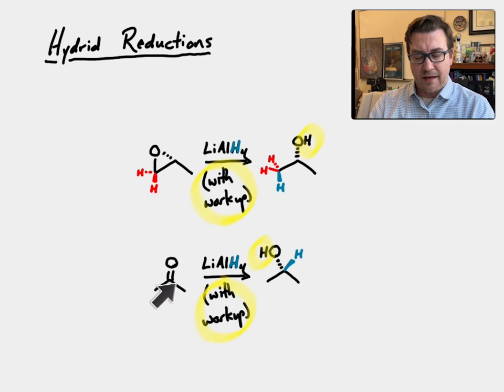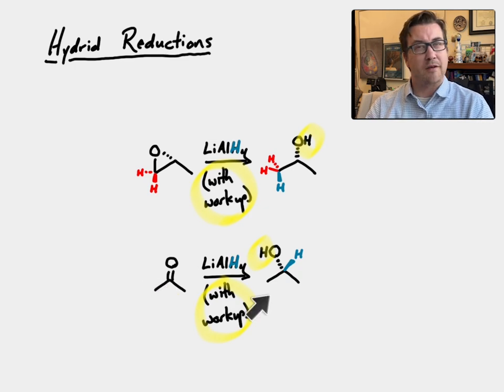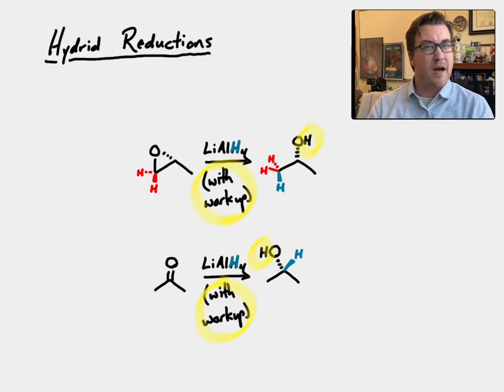I'll also point out that aldehydes can also react similar to ketones to give you alcohols, but in that case, there would be a primary alcohol, so the oxygen would be at the end of the carbon chain.